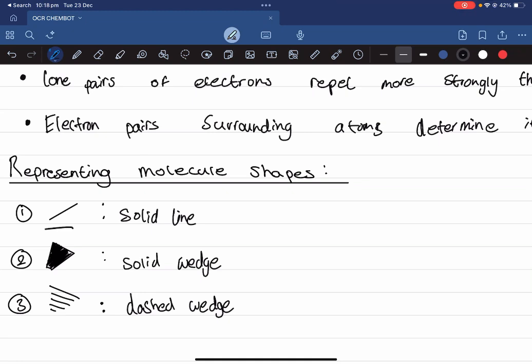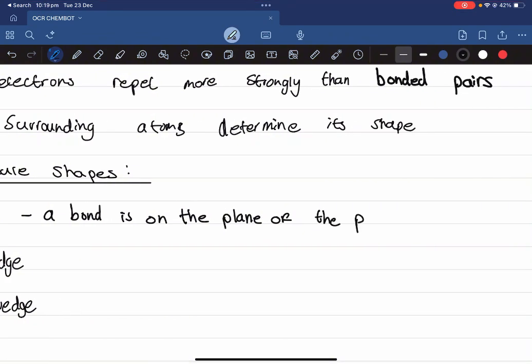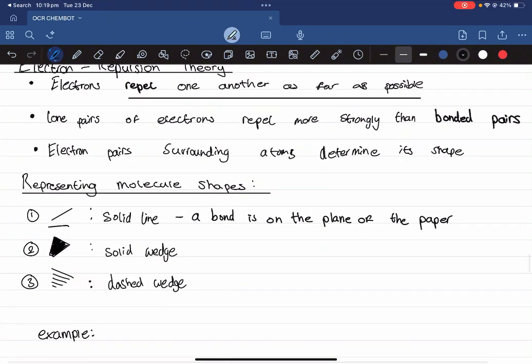So this solid line means a bond is on the plane of the paper. Now, you don't need to know these definitions off by heart. The only thing you actually need to know is what these specific symbols represent. So if it's a solid line, it's on the plane of the paper, meaning if this was the paper right here and we were viewing it like this, so this is just the eyes, then it means that it is lying flat on the paper as such.